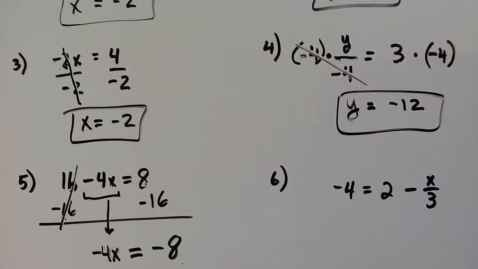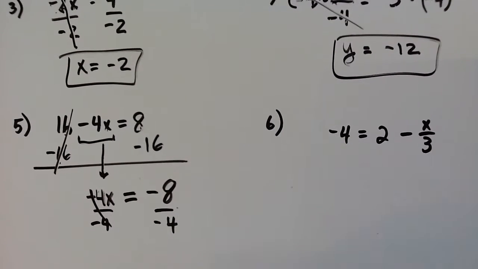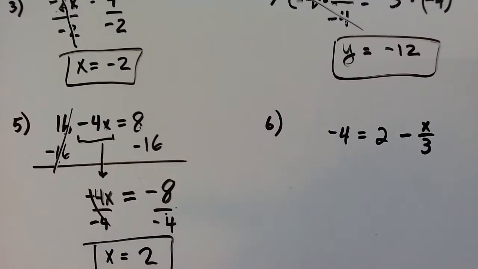Fifth step is to solve. We want that coefficient to be 1. So I need to divide by that coefficient. Divide by negative 4, divide by negative 4. Those negative 4's simplify to 1. I have 1 times x, which is just x. And here I have negative 8 divided by negative 4, which gives me 2. So x is 2.